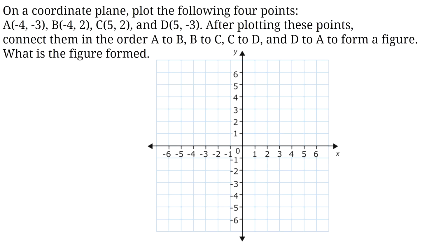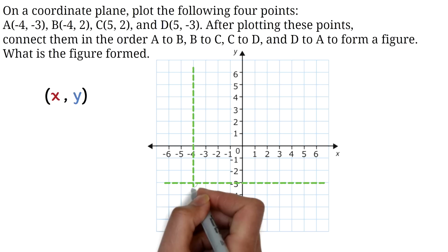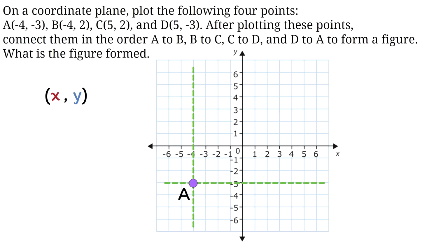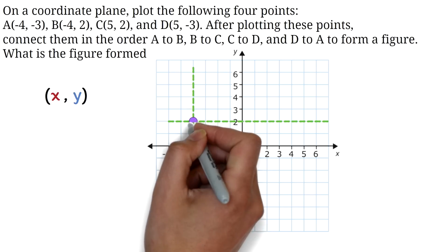Let's start by plotting our points. We know that in point notation, the first value is your x value and the second value is your y value. So for A, -4, -3, the x value is -4 and the y value is -3. So this is our point. For B, -4, 2, the x value is -4 and the y value is 2. So this is our point.